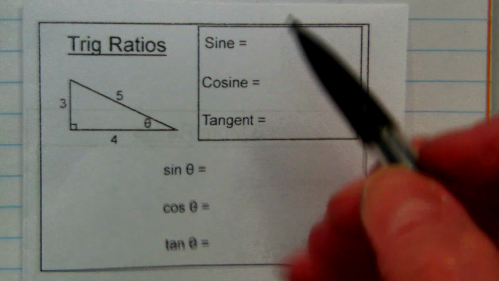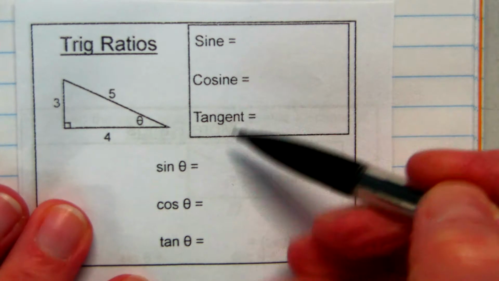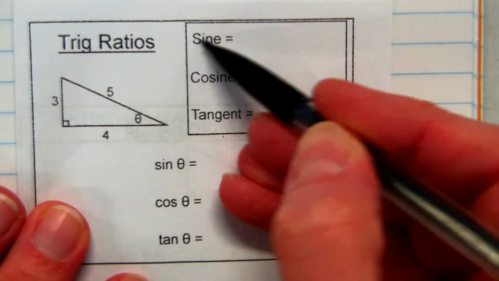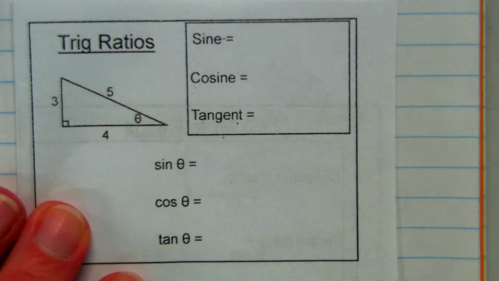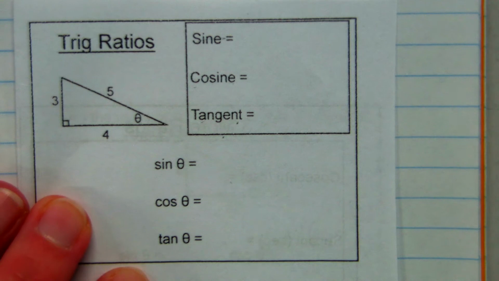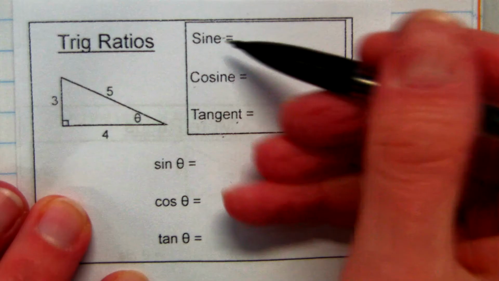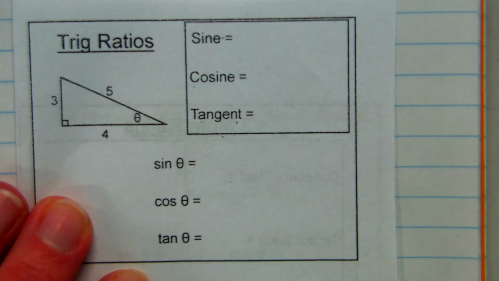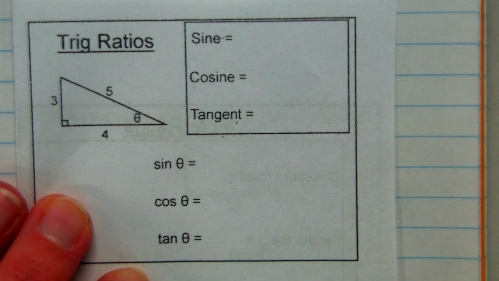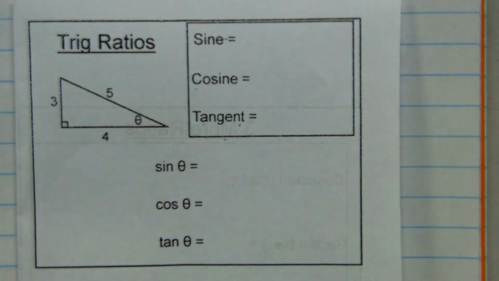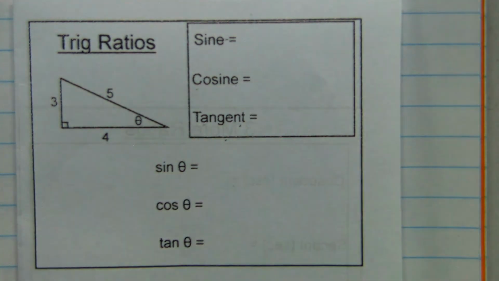So this is how the trig ratios are written out, the long full name. Sine, cosine, and tangent are the three main ones that you use a lot. When you get into science and physics, these are the three you're going to use pretty much all the time. Each one is a certain ratio from your right triangle.